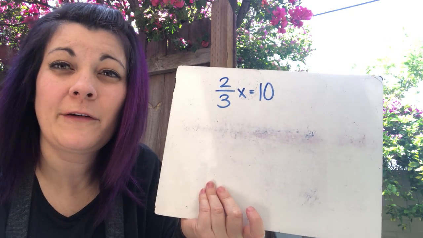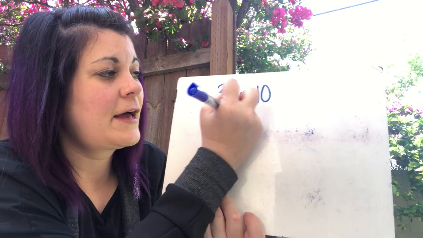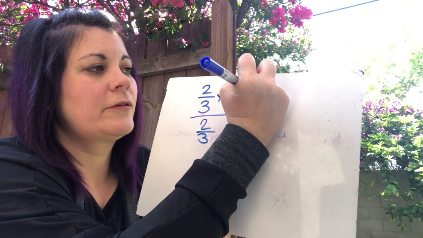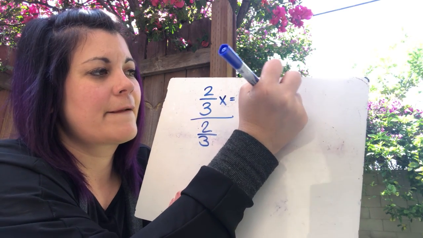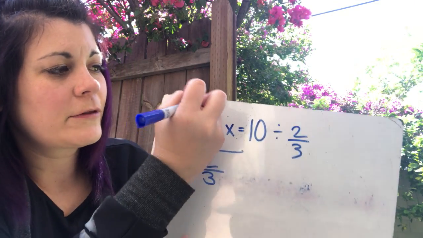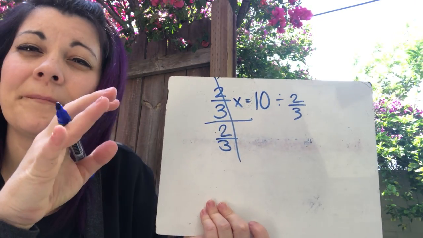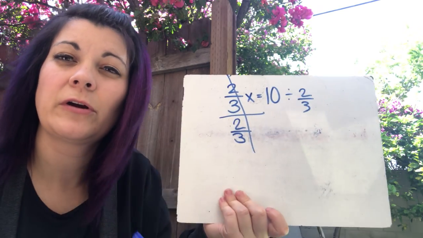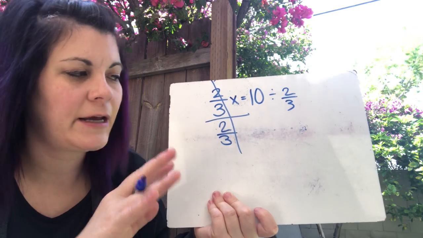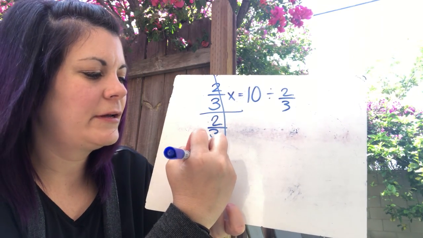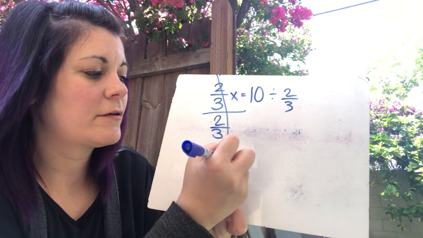multiplication in between. To solve this, all you need to do is divide by the same number. So you divide both sides by 2/3. And so those cancel out, knowing your equations. If you don't know how to solve equations, go and watch that video. But those cancel out, so all we need to do is 10 divided by 2/3.